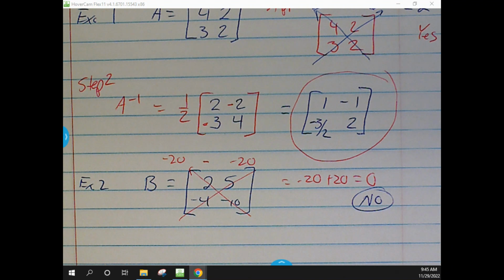Oh, I see. So that's always the first check. You multiply to figure out what the determinant is. And then if the determinant is 0, there is no way you can find the inverse because the numbers just will not match up to be what it needs to be.